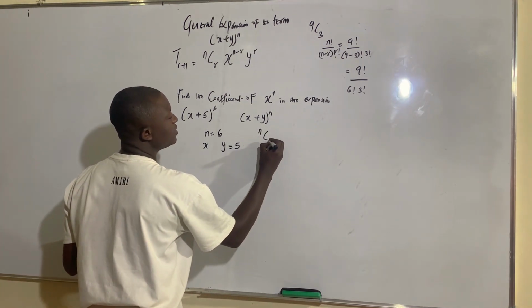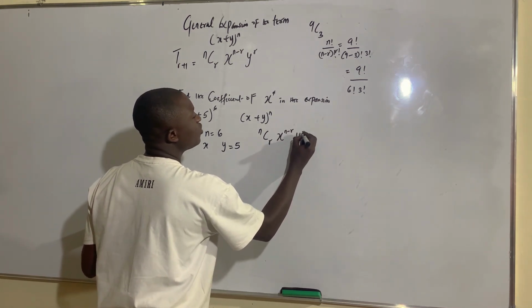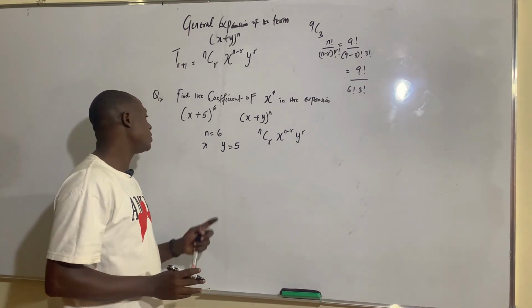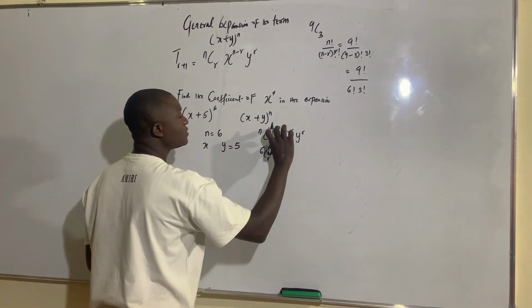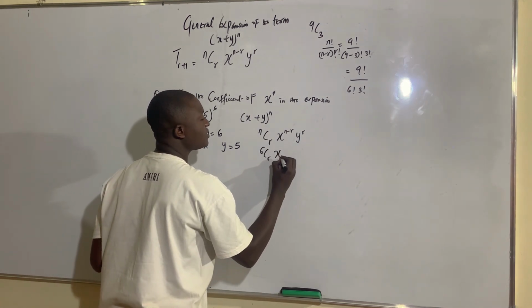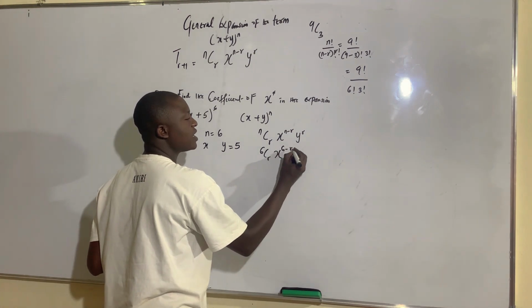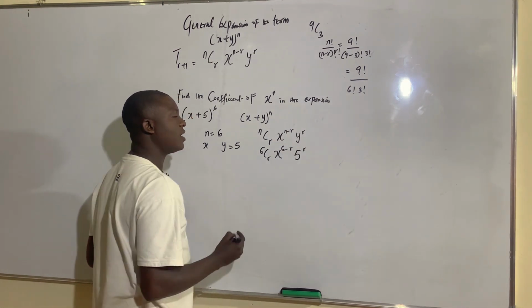As the n combination r, x raised to the power of n minus r, y raised to the power of r. So now I have all the values. Let's be putting them one after the other. So my n is 6. That means that we have 6 combination r. My x is still remain as x raised to the power of my n, which is 6, that's 6 minus r. Our y is 5. That is 5 raised to the power of r.